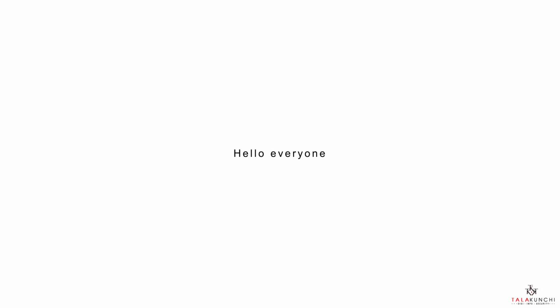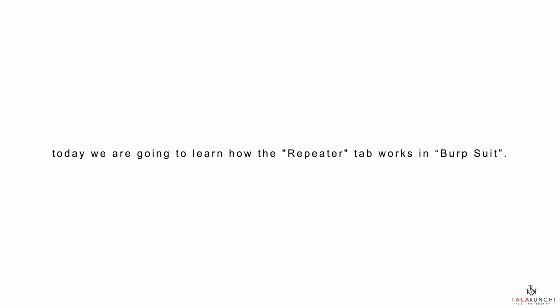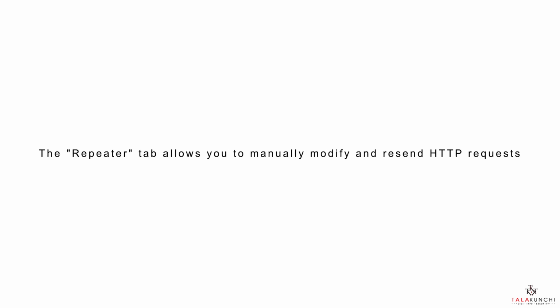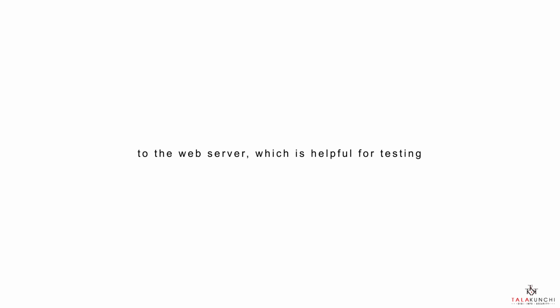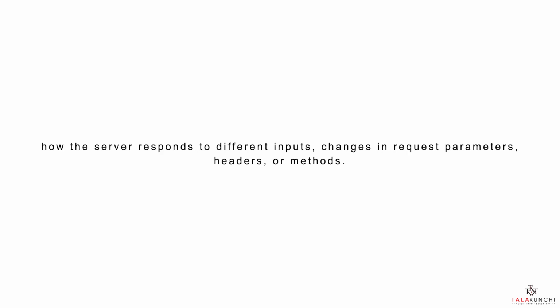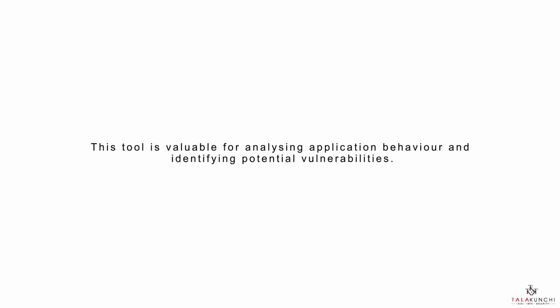Hello everyone, today we are going to learn how the Repeater tab works in Burp Suite. The Repeater tab allows you to manually modify and resend HTTP requests to the web server, which is helpful for testing how the server responds to different inputs, changes in request parameters, headers, or methods. This tool is valuable for analyzing application behavior and identifying potential vulnerabilities.